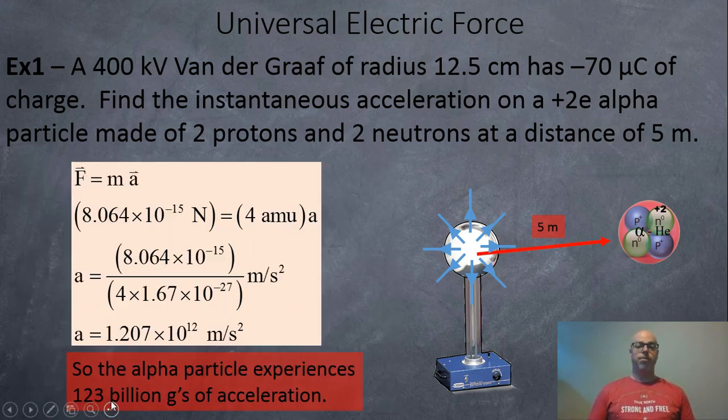So what's the acceleration? The force is 8.064 times 10 to the negative 15 newtons. I should throw a minus sign in front of that. We've got 4 atomic mass units. An atomic mass unit is basically close to the mass of a proton, 1.67 times 10 to the negative 27 kilograms. So we'll do 4 times that, and divide the force by it, and we get the acceleration, 1.207 times 10 to the 12 meters per second squared. Divide that by 9.8, and it gets you 123 billion g's of acceleration. Quite a lot.